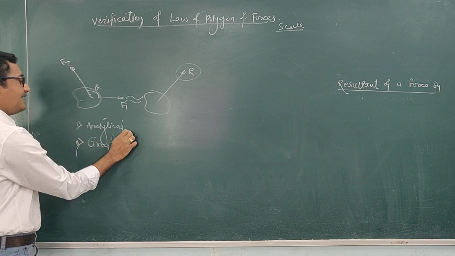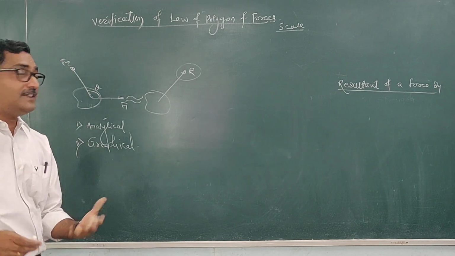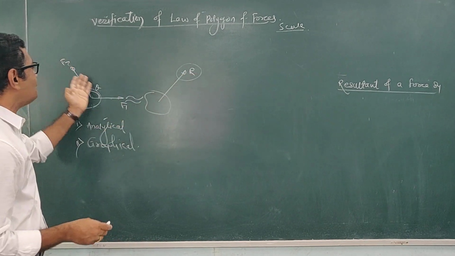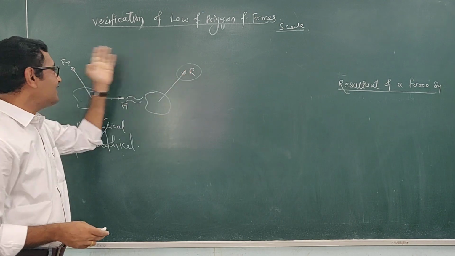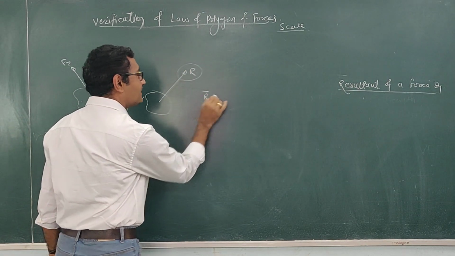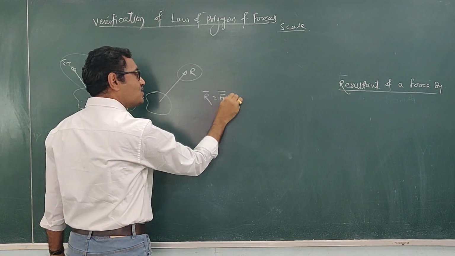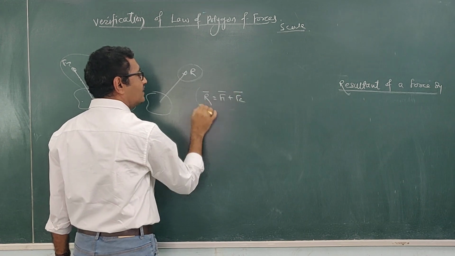Before explaining the analytical and graphical methods to find the resultant, I have explained the definition that it is a single equivalent force for these two. Since it is a single equivalent force for these two, this resultant force is nothing but the vector summation of these forces. If I take the vector summation of these forces, I will get the resultant force.